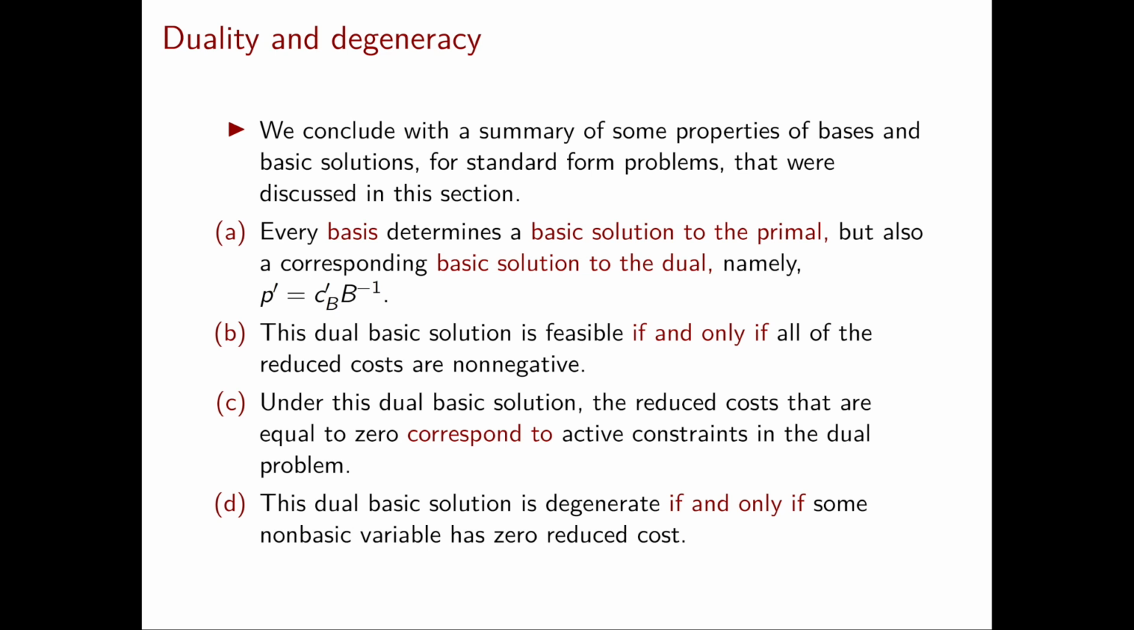To understand the active constraints in the dual problem, we only need to look at the reduced costs. The active constraints correspond to the reduced costs that are equal to 0. This allows us to understand if our dual basic solution is degenerate. It is degenerate if and only if some non-basic variable has 0 reduced cost. With this summary, we conclude our video on the dual simplex method.